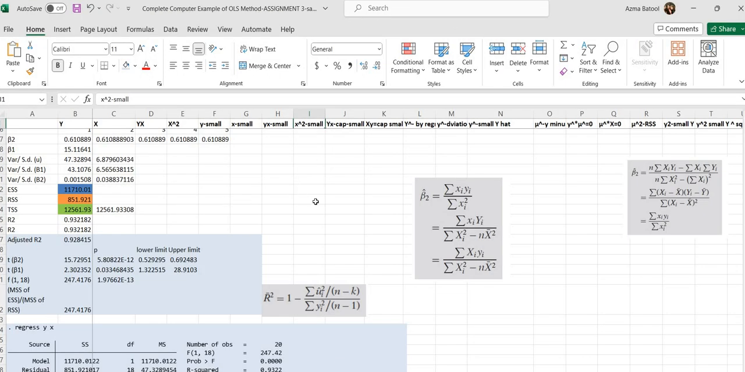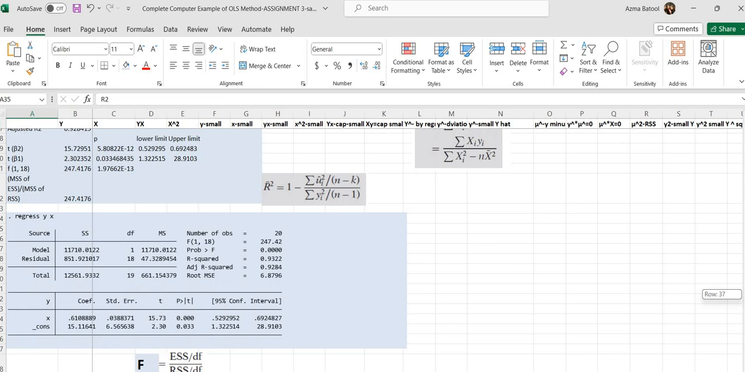Alright, guys, let's come back to the original sheet and see what we have to do. Look, I needed the beta 2 hats, and the formulas are there. I needed the variances. So look at this: beta 2, beta 1, variance of u, standard deviation of beta 1, standard deviation of beta 2, explained sum of squares, residual sum of squares, total sum of squares, r square with two formulas, and then adjusted r square. And can you see these blue identified areas?